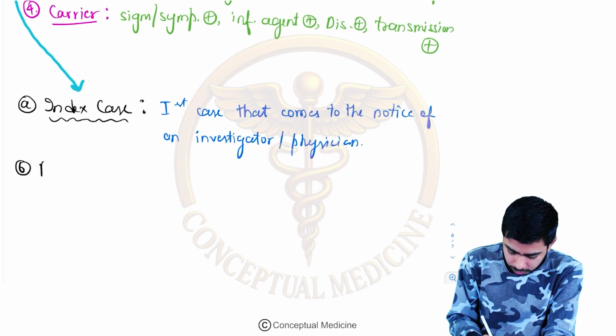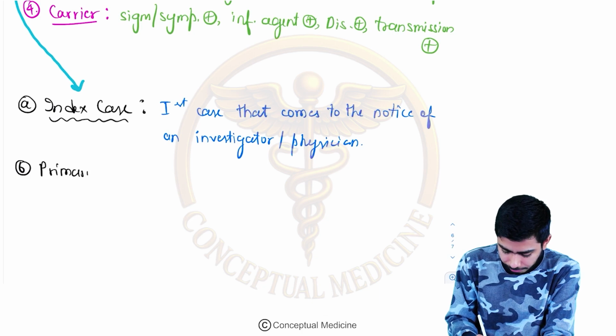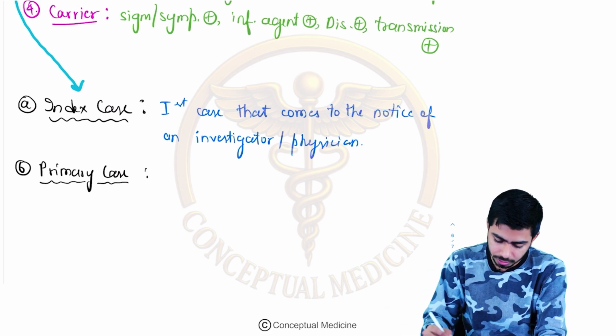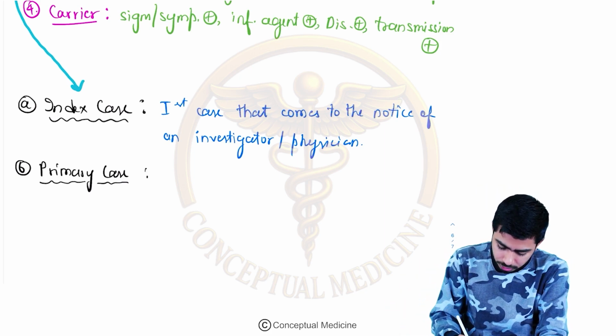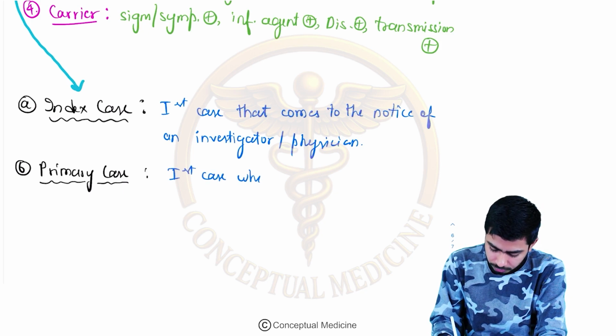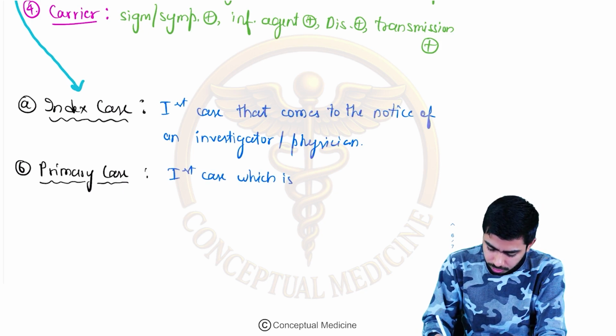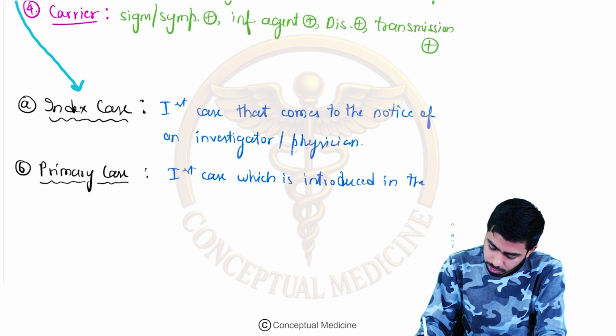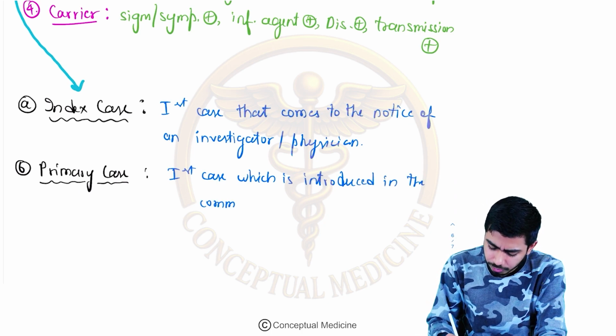Okay, B, what is primary case? This is the first case which is introduced in the community. The first case of a communicable disease which is introduced in the community or population, whatever you want to call it.